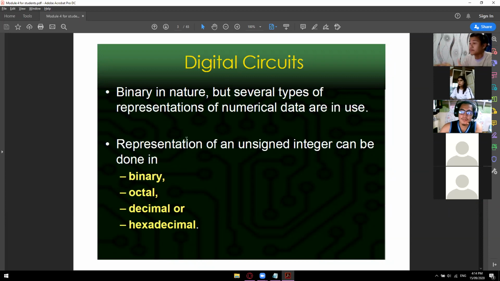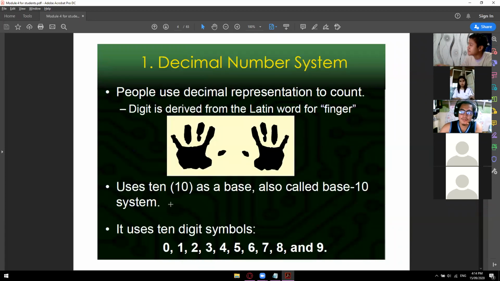Okay, so representation could be an unsigned integer, and it could be done in binary, which is 0 or 1, octal, which is ranging from 0 to 7, and then decimal, wherein it is ranging from 0 to 9, and then hexadecimal is 0 to 15. Okay? So, first is decimal.